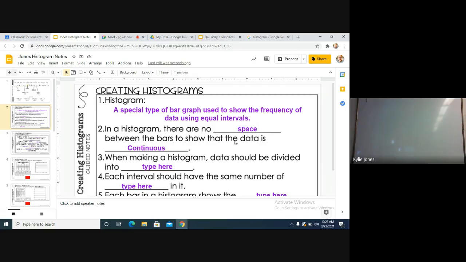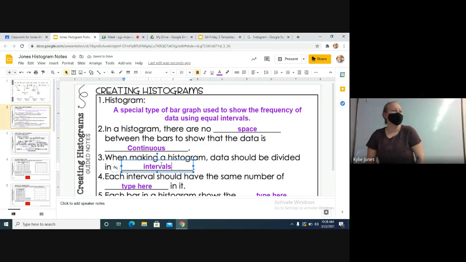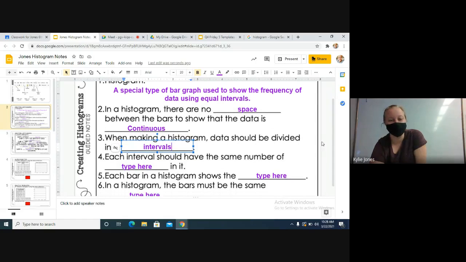Okay. Number 3. When making a histogram, data should be divided into what? Yeah, I don't expect you guys to know all this. So this is intervals, which is just a set of numbers from 0 to 5, 6 to 10, or maybe it's 0 to 10, 11 to 20. So it's just a set of numbers. Any numbers that fall between 0 and 10 will be marked on that data. Okay. We're just starting again. These things get less confusing the more we do them.